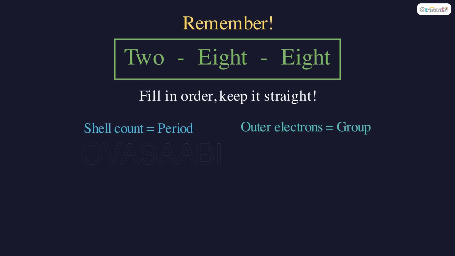Remember, 2, 8, 8. Fill in order, keep it straight. Shell count gives the period, outer electrons give the group.